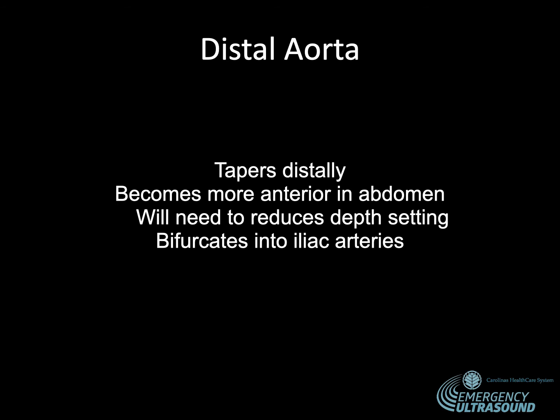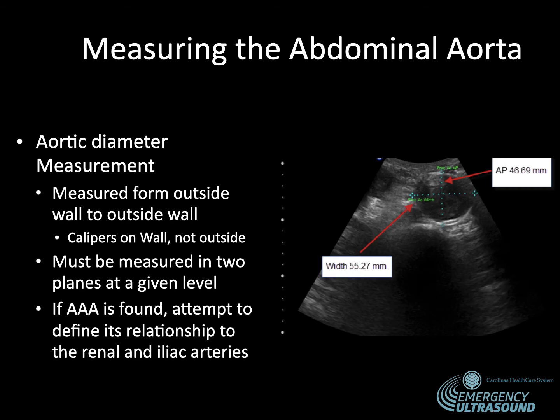So as you're doing your aorta ultrasound exam, you want to look at the proximal aorta, transverse, sagittal, follow the aorta down, measure the distal aorta, transverse and sagittal, then visualize the bifurcation of the abdominal aorta. The next question is, how do we measure the abdominal aorta?